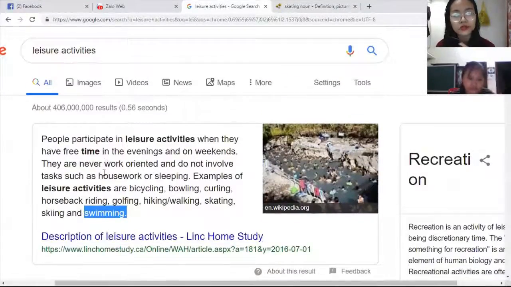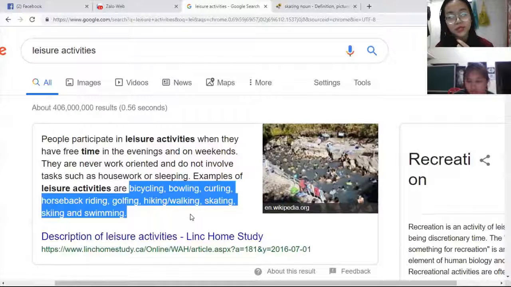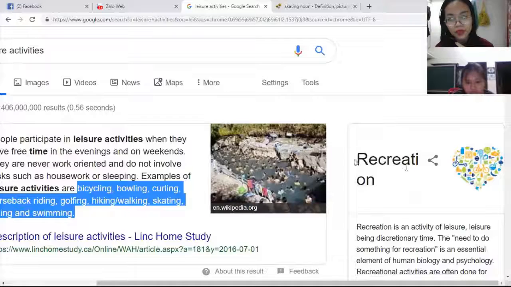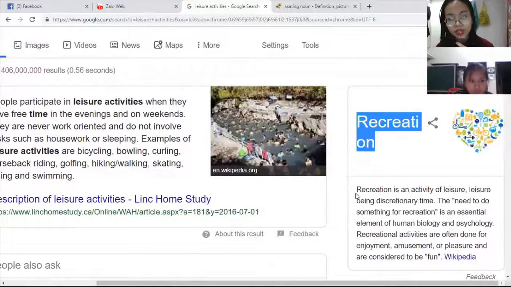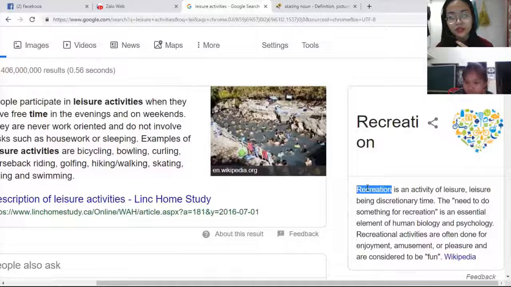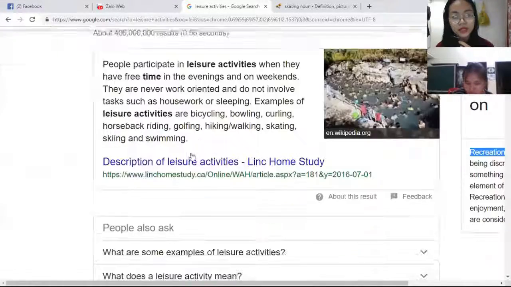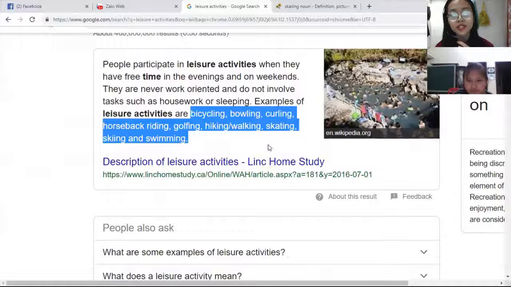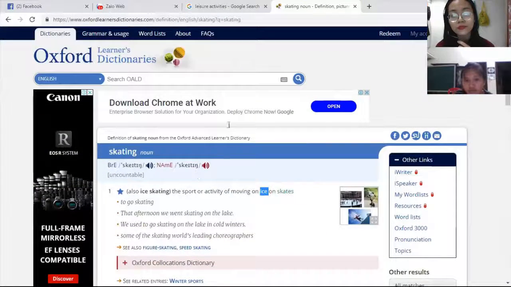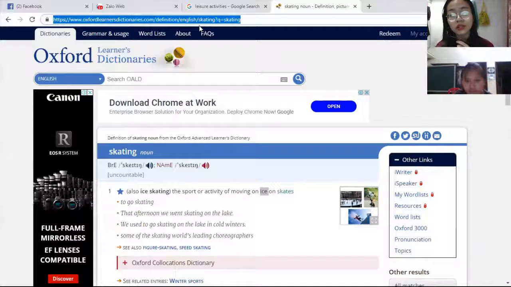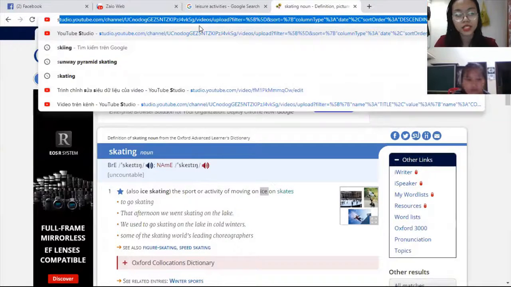Okay, so can you choose one? Leisure activities, I think all of this is sport, right? It's a name of sport. There are a lot of names of sport. And how can you see this one? Recreation. This has the same meaning, right? You can choose this one. And you can choose another name because you already know a lot of names of sport.